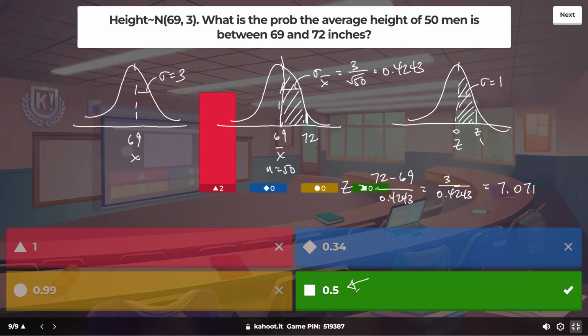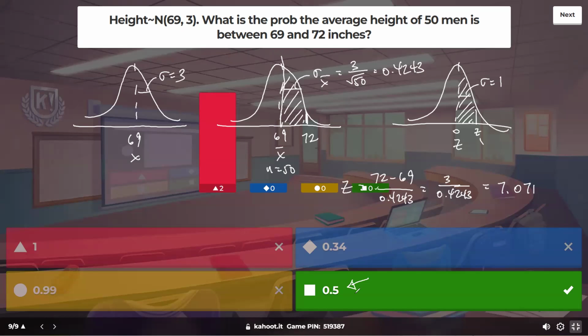So we got the Z value 7.07, right? Do we put that in the spreadsheet? And then we get one after that one? What do you think you're going to get when you put that in your spreadsheet? Pretty much one. That's way off to the right, isn't it? So pretty much all of the area is to the left of that.